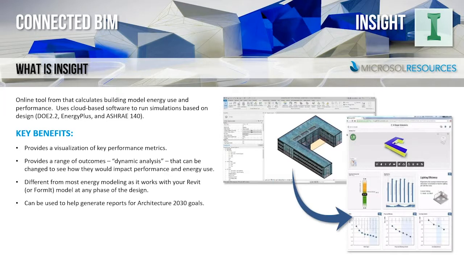Insight provides a visualization of key performance metrics, and it also provides a range of outcomes, also known as dynamic analysis. This allows you to see the changes and how they would impact the performance and the energy use. As you can start to see in the image here on the bottom right, which we'll get into a little bit more, there are sliders that allow you to make changes and see how those changes would or could impact the design if implemented into the model.